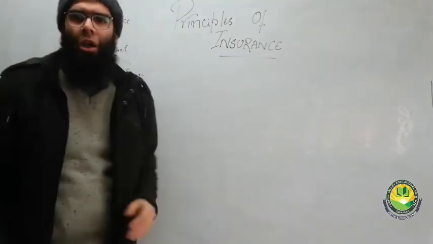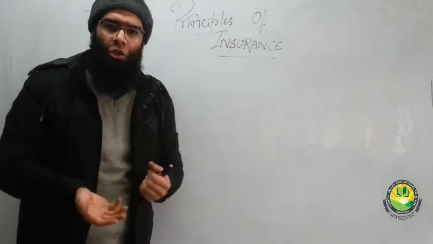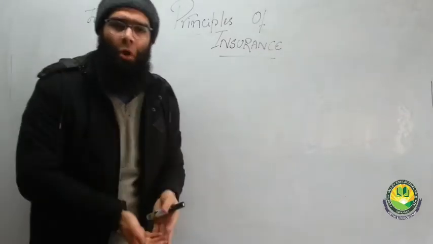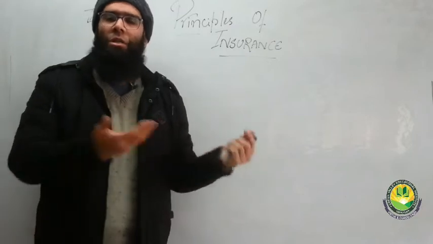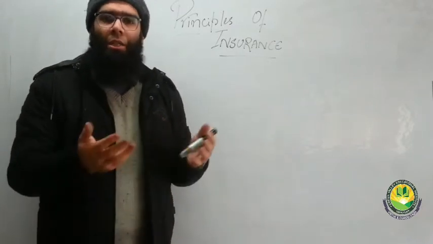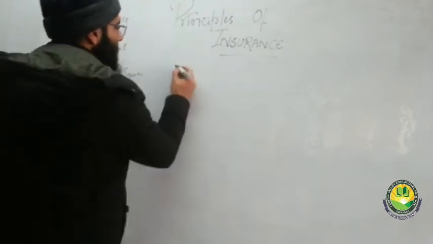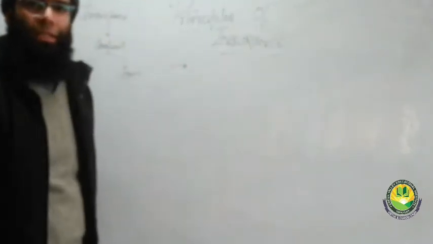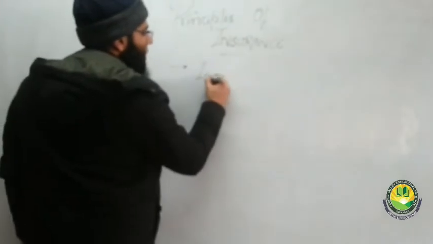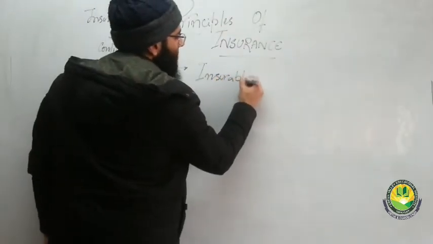And we discussed all its nitty-gritty, that is who is insured, who is insurer, what is an insurance policy, what is insurable interest, what is insurable amount, all these things. Now what we have to discuss is the principles of insurance. The first principle that we have to discuss today is the principle of insurable interest.